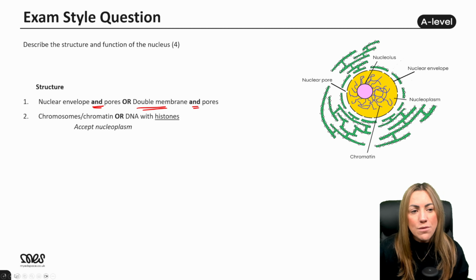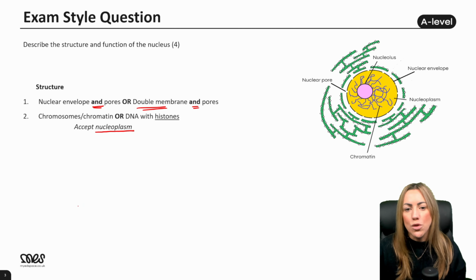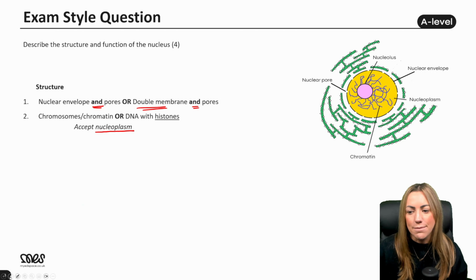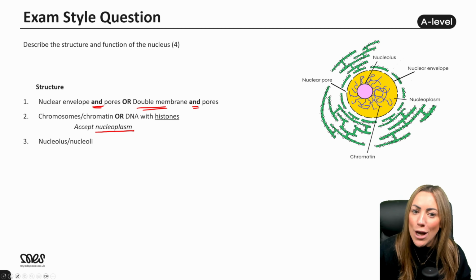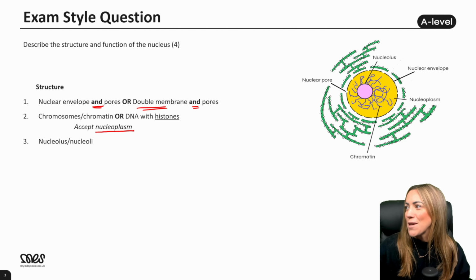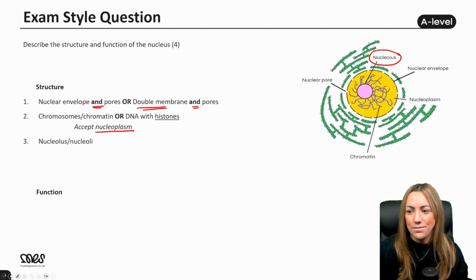There are chromosomes in the nucleus, or there's chromatin in the nucleus, or there's DNA with histones in the nucleus, or as an alternative, they also gave credit for students that said there is nuclear plasm because the chromosomes or the chromatin is in the nuclear plasm. And a 3rd mark for structure, there is a nucleolus, or if we're talking many nuclei, then we'd have many nucleoli, that's just the plural. So the nucleolus, remember, was this kind of spherical area in the middle of the nucleus.